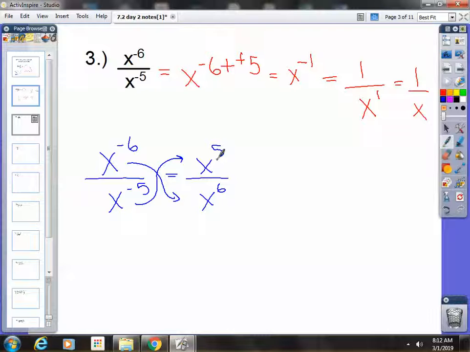Now subtract them. What is 5 minus 6? 5 minus 6 is negative 1. Where's that going to send x? So right here in this step, aren't we? Same place, same place. We're going to move it downstairs. 1 over x to the first power.